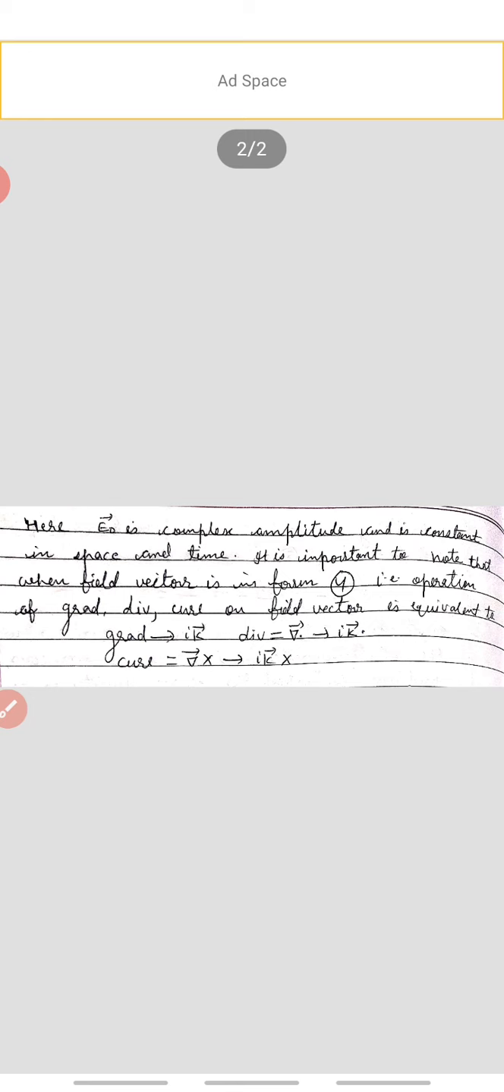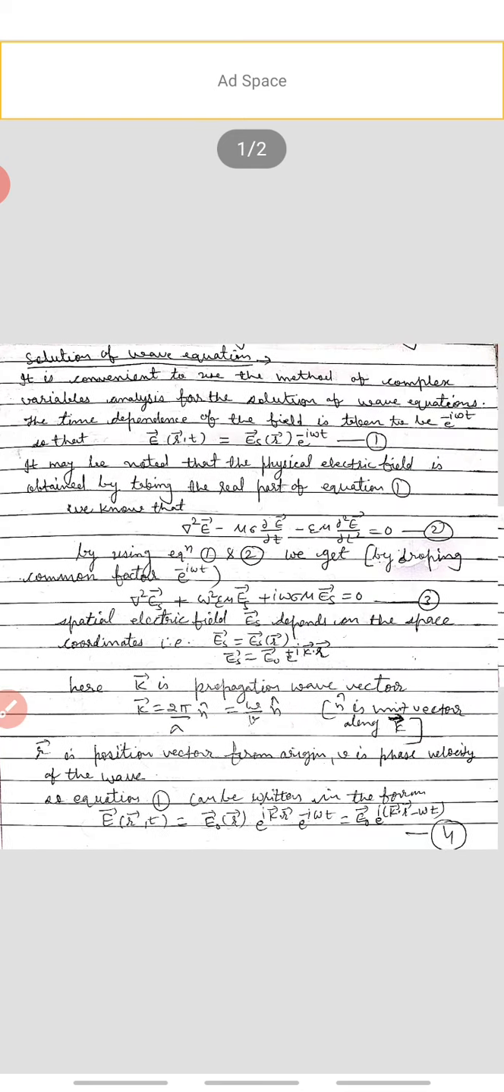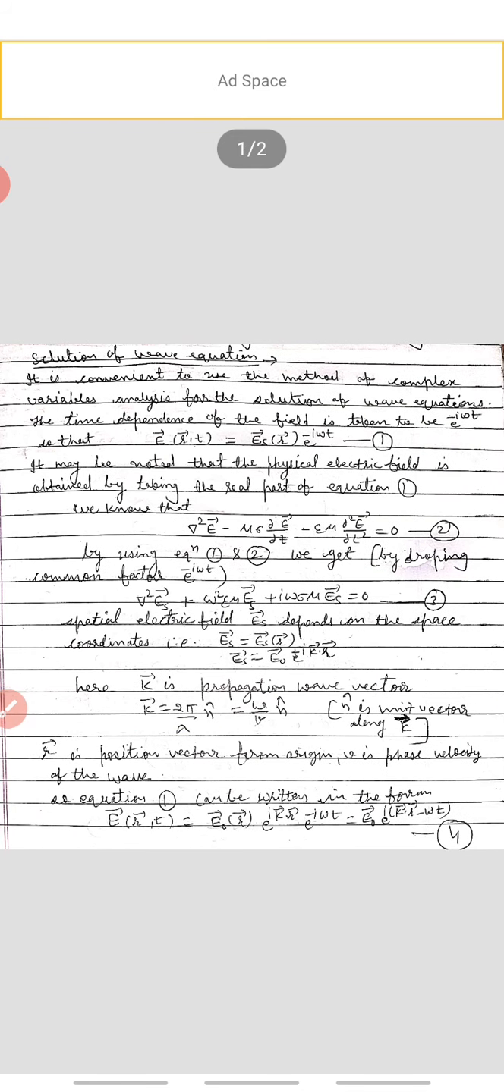It is important to note that when the field vector is in the form of equation 4, which is the equation for the electric field, the operations of gradient, divergence, and curl on field vectors are equivalent to: gradient ∇ = ik, divergence ∇· = ik·, and curl ∇× = ik×.